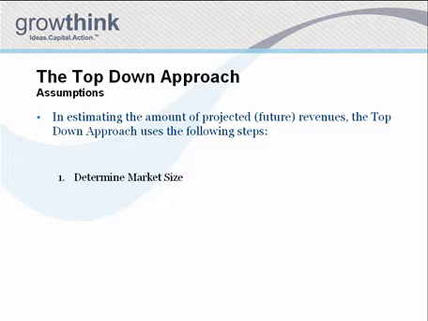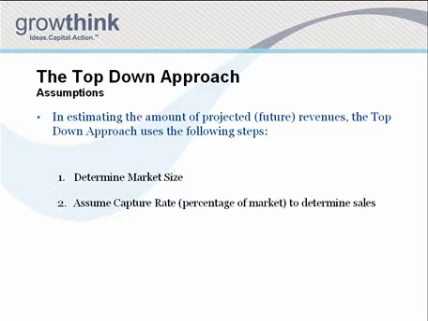Now, in estimating the amount of projected or future revenues, the top-down approach uses the following steps. The first step is you determine the market size: how big is this market that you're going after? What I like to use is the relevant market size, which says that if 100% of relevant people bought our product or service, what would the market be? Say there's 100,000 potential buyers, and we're going to sell our product for $80. That would mean it's an $8 million market.